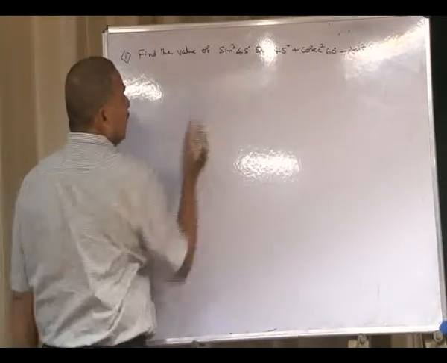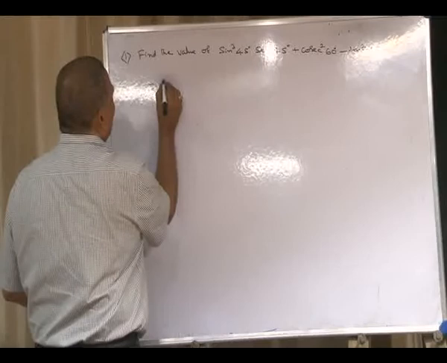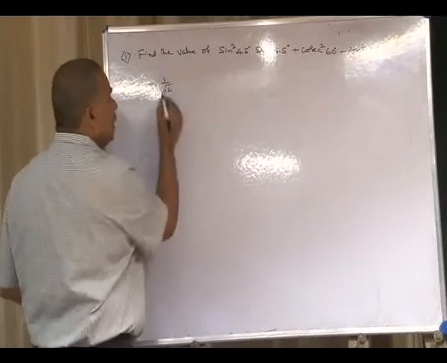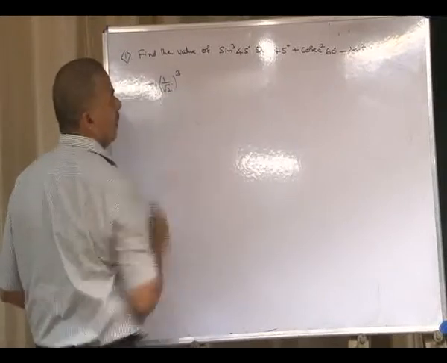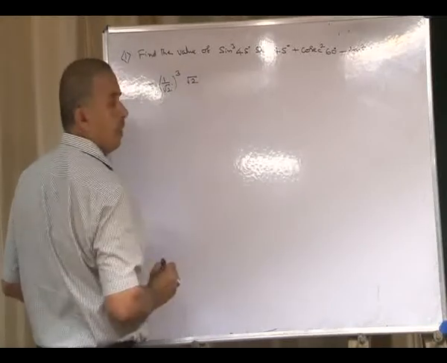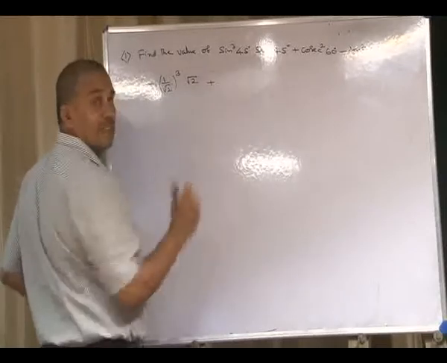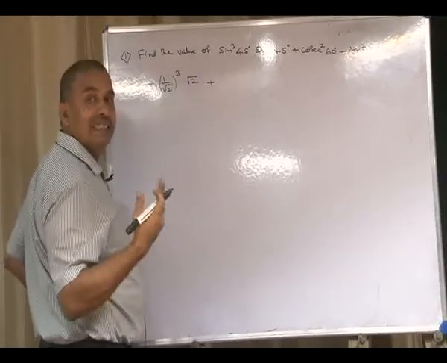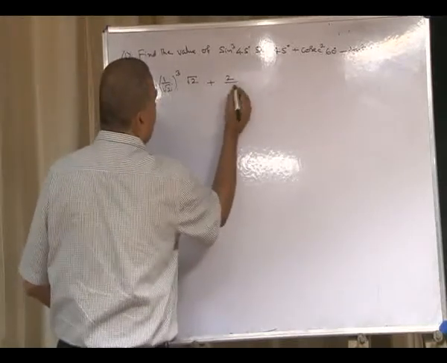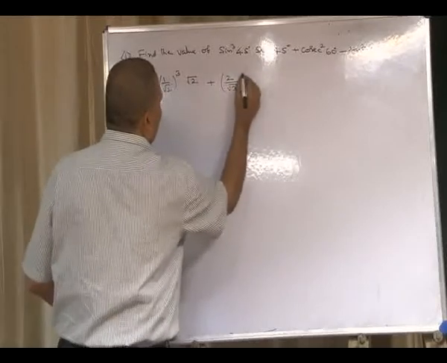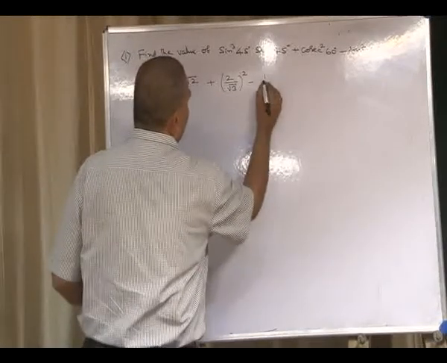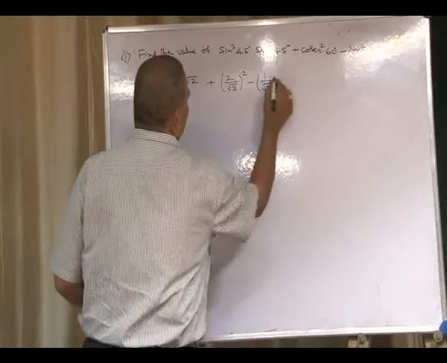Here the value of sin 45 is 1 over root 2. Sin cube 45 means 1 by root 2 the whole cube. Next, secant 45 degree, the value of secant 45 is root 2. Plus cosecant 60 degree, the value of cosecant 60 is 2 by root 3. Cosecant square 60 means 2 by root 3 the whole square. Minus tan 30 is 1 over root 3, tan square 30 is 1 by root 3 the whole square.